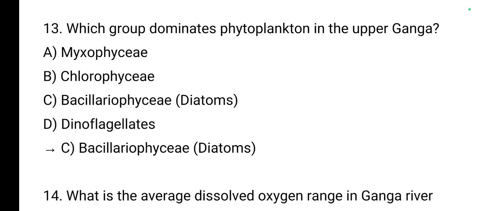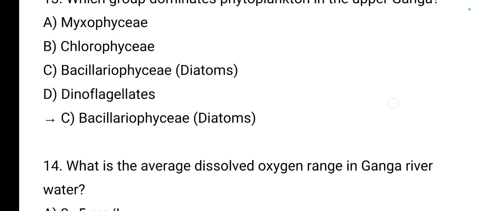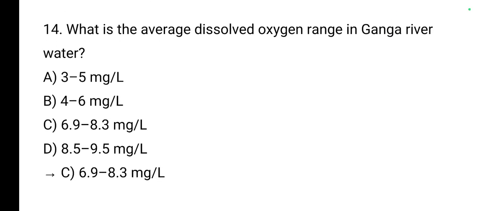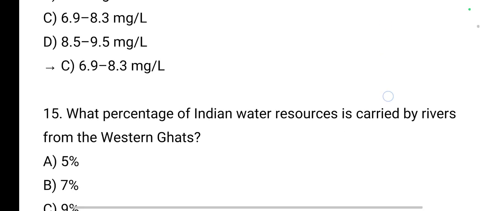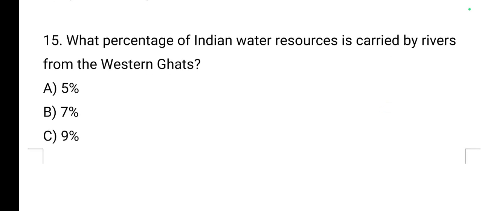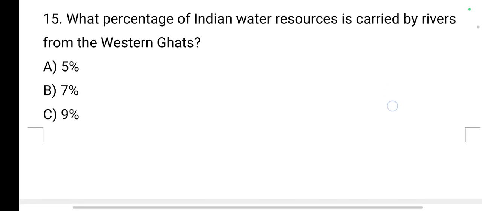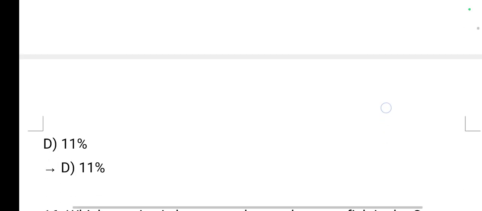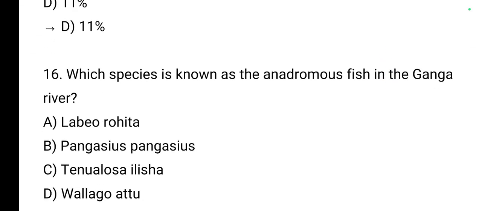Which group dominates phytoplankton in the upper Ganga? So the correct answer will be Bacillariophyceae. What is the average dissolved oxygen range in Ganga river water? So it is 6.9 to 8.3 mg per liter. What percentage of Indian water resource is carried by rivers from the Western Ghats? So the correct answer is 11%.